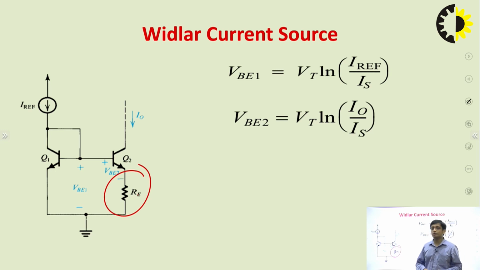Now again we need to find out the relation between I naught and I reference, but before that we need to understand why we are adding this resistor Re and what is the advantage of this Widlar current source over basic current mirror. See, with the help of Widlar current source, we can generate low values of currents, for example 5 microampere, 10 microampere, with the help of a smaller value of resistors.